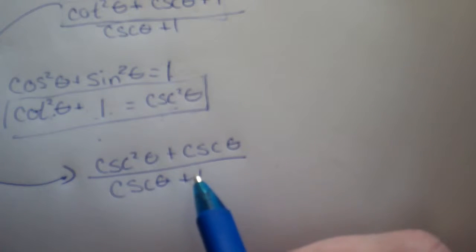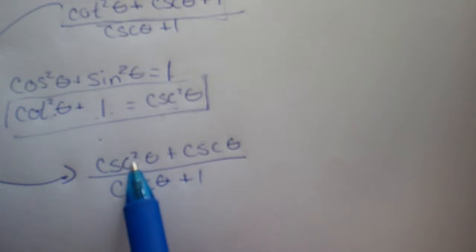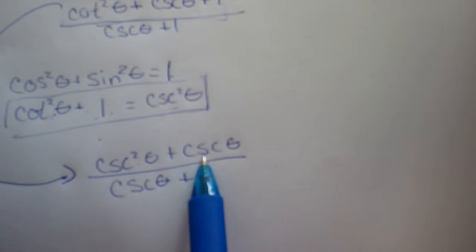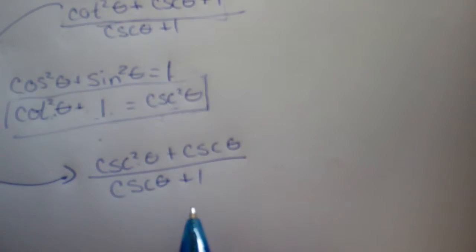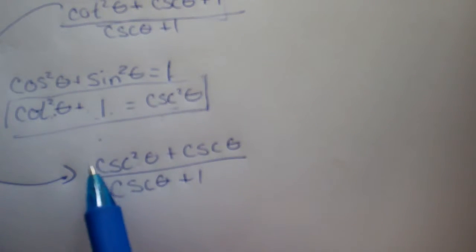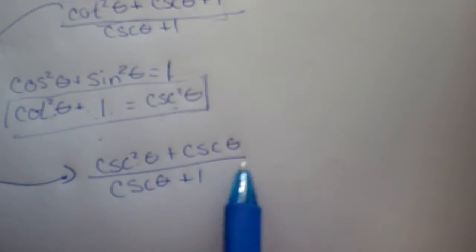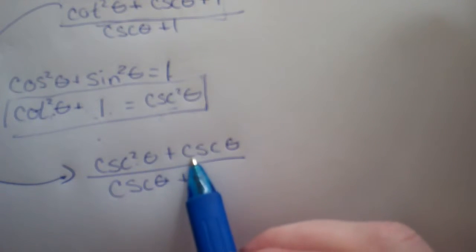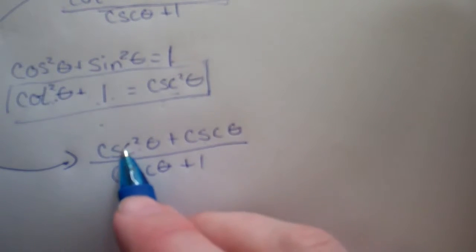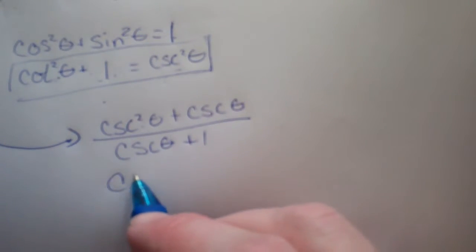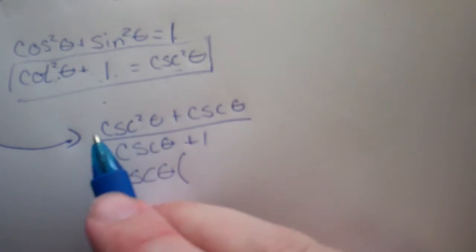What can we do next? Well, take a close look at what we have on top. Do you see a greatest common factor? Is there anything that is common to this term and to this term? Well, here we have cosecant squared theta, and here is a cosecant of theta. So I'm going to factor out a cosecant of theta from the top. So watch what happens if I factor out cosecant of theta from the top here, pulling that out.